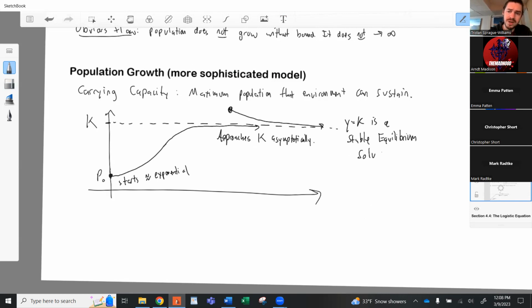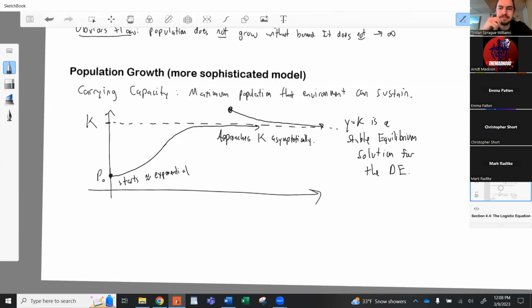For this differential equation, which I haven't even written down yet. We haven't gotten to the differential equation; we'll get to that in a minute. But y equals K is going to be a stable equilibrium solution for it. If you ever have exactly K members of the population, that's going to be stable. If you go away from K, if you have more or less, it's going to trend back to K very quickly, because K is exactly the amount where the environment is stable and the resources in the environment can sustain exactly that many. So the population should stay at K.